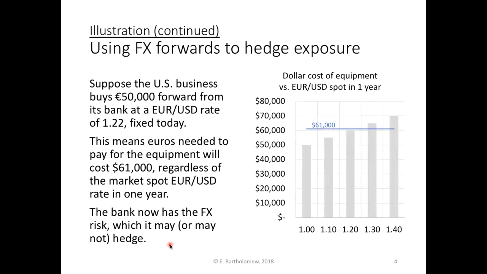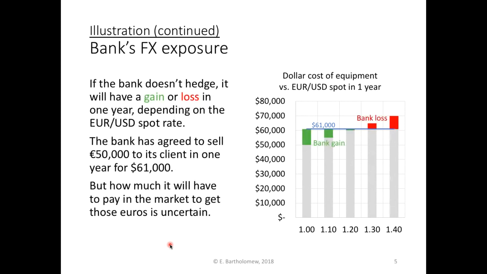The bank essentially has assumed that FX risk by issuing the forward to them. And the bank may or may not hedge that exposure. So let's look at what happens if they don't hedge. If they don't hedge, they essentially are picking up the gains or the losses that the company would have had. So if the dollar strengthens, the euro weakens, and the bank can buy the 50,000 euros for $50,000, 1-to-1, they'll have a large gain. And if the euro strengthens, they'll have a loss. How much the gain or loss is, of course, will depend on this range, and there's no guarantee that it couldn't go outside of this range.